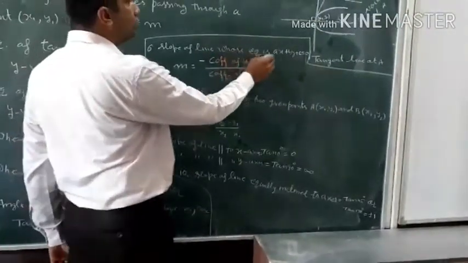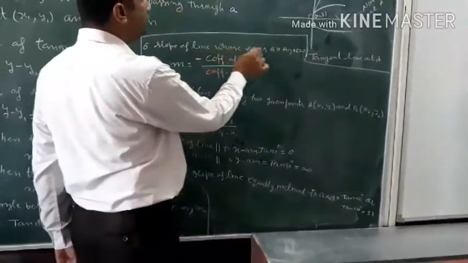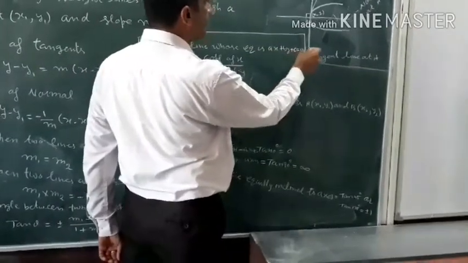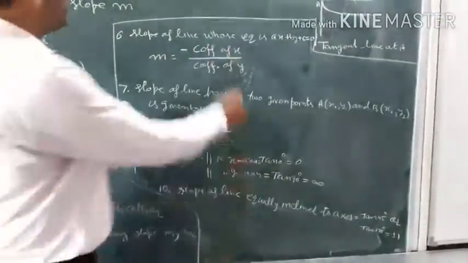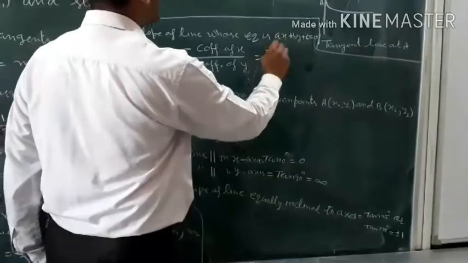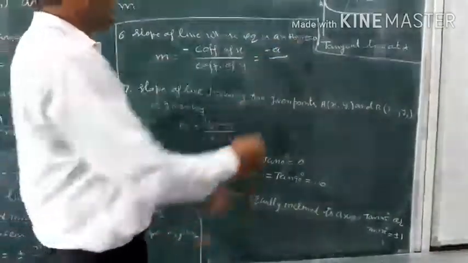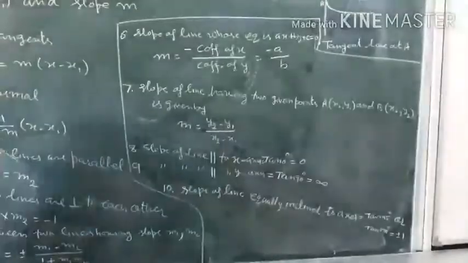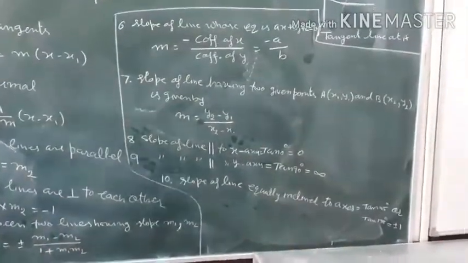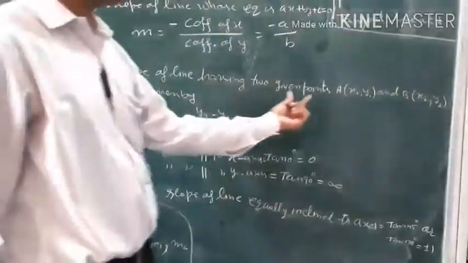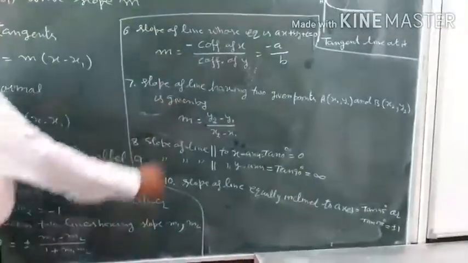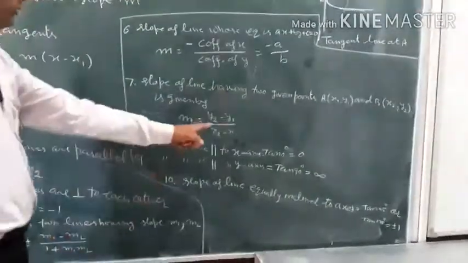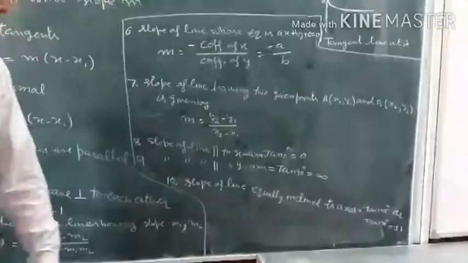Next, the slope of a line whose equation is ax plus by plus c is equal to 0. So the slope m is equal to minus coefficient of x over coefficient of y, that is, minus a over b. Next, the slope of a line having two given points A x1 y1 and B x2 y2 is given by m is equal to y2 minus y1 over x2 minus x1.